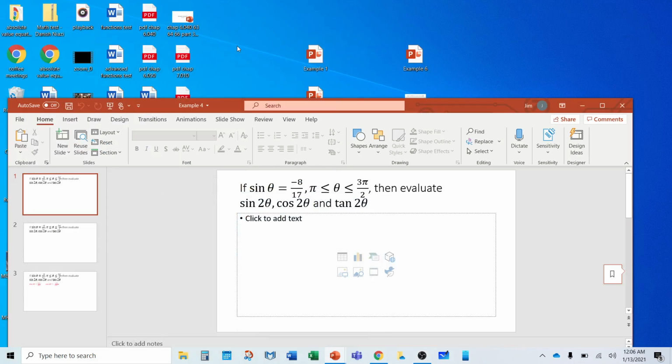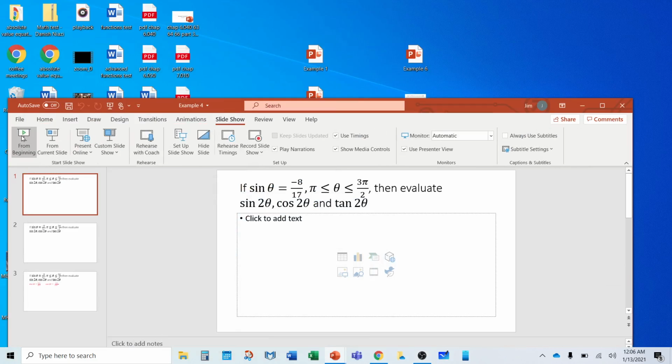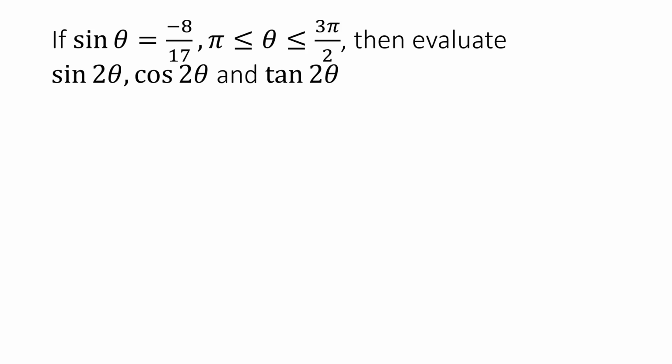In this example, we are going to determine the values of sine 2 theta, cos 2 theta, and tan 2 theta given certain information about the sine of theta. Well, we're told what quadrant we're in here. When you see pi less than or equal to theta less than or equal to 3 pi over 2, that means that we're in quadrant 3.